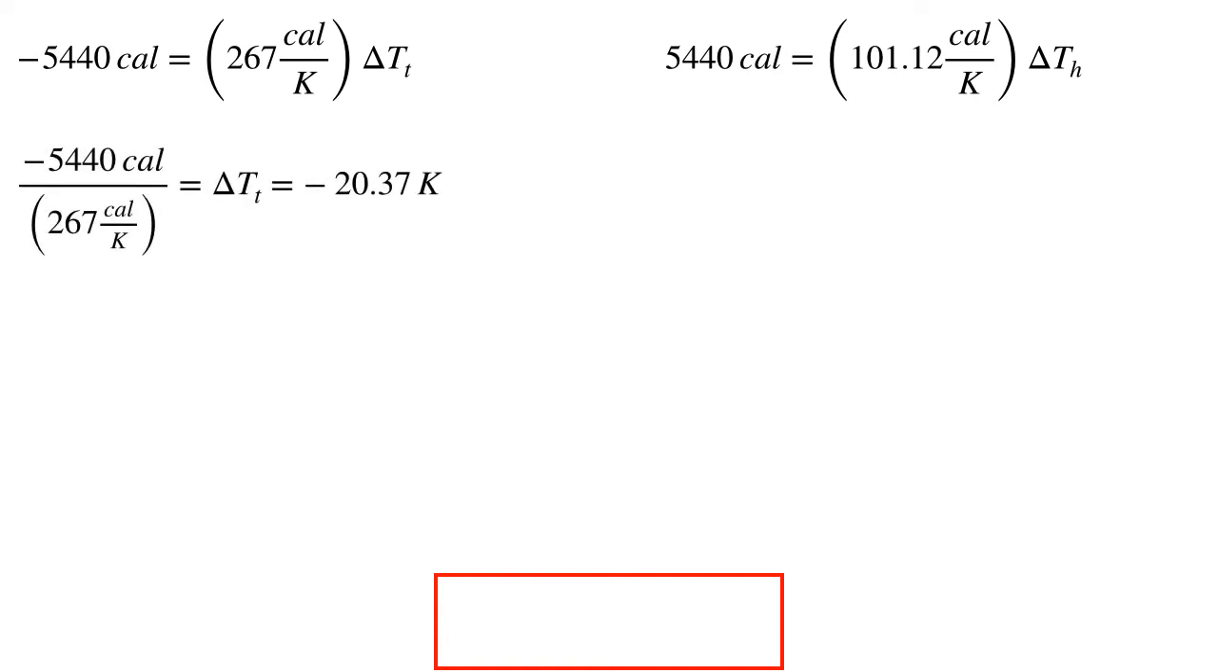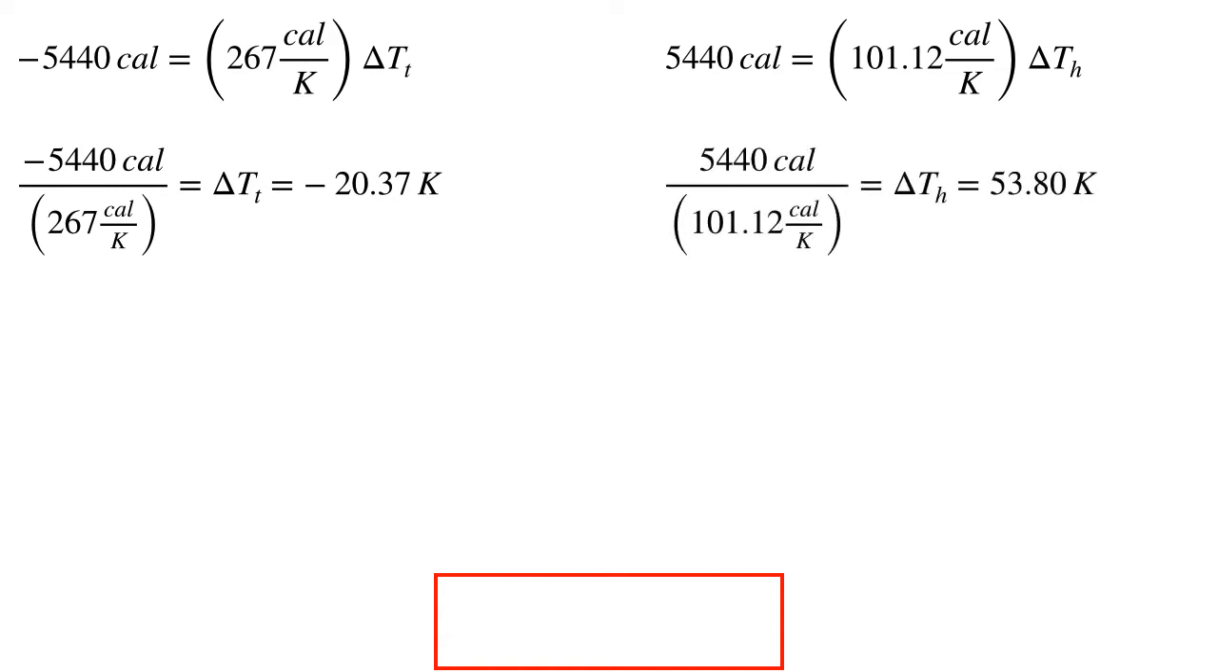All right, so divide by 267. And that means the total change of temperature for the tea is a cool down by 20.37 Kelvin, from 351. So this is going to take us down to about 330 point something. Now over here for the honey, positive 5,400 calories divided by 101.12. And that works out to 53.80 Kelvin, and that's going up from 277.